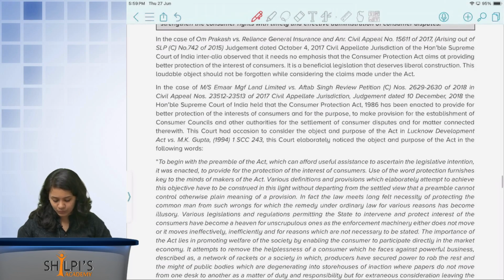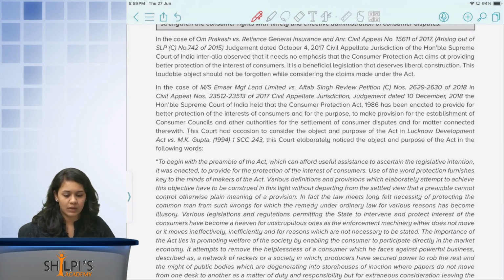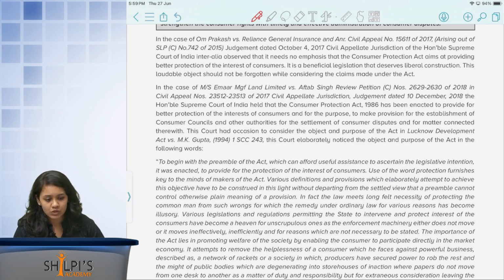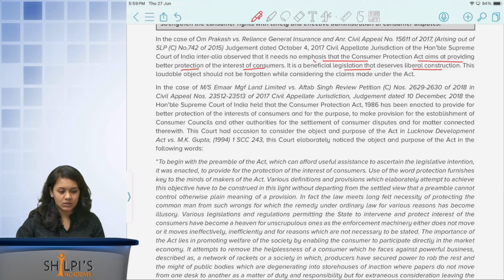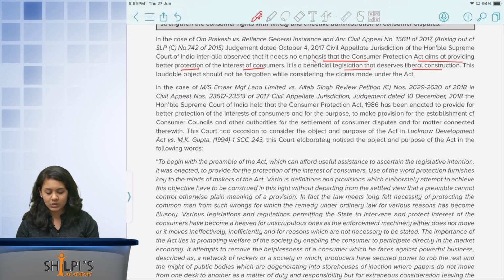Coming down to, we have the Om Prakash versus Reliance General Insurance and others, wherein this is a Supreme Court judgment. The Supreme Court merely highlighted the objective of the Consumer Protection Act, and they went ahead to say that, we'll read it. Observe that there is no emphasis that the Consumer Protection Act aims at providing better protection of the interest of consumers. It is a beneficial legislation that deserves liberal construction, and this laudable object must not be forgotten while considering claims under the Act. So, this is one part of the case law that was given.